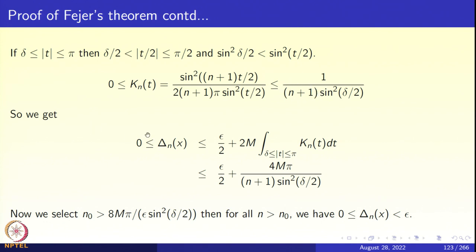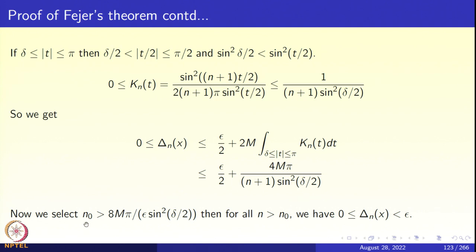So what we get all in all, 0 less than or equal to delta n x, and the first piece was less than epsilon by 2. The second piece was 2M times the integral of the Fejer kernel in the interval delta less than or equal to mod t less than or equal to pi. And that is now less than or equal to 1 upon n plus 1 sine squared delta by 2. The 2M will now become less than or equal to 4M pi in the numerator.